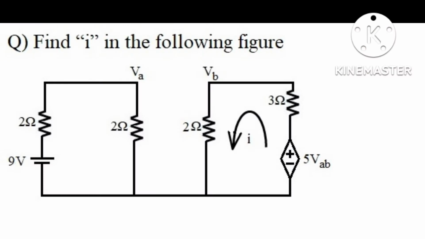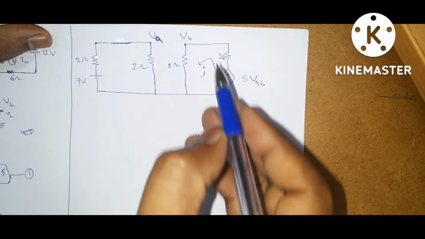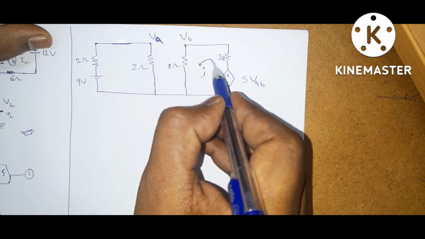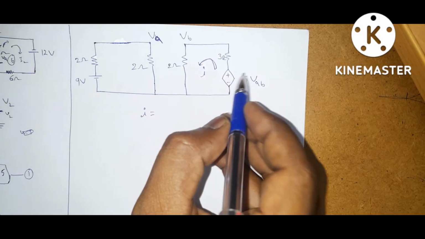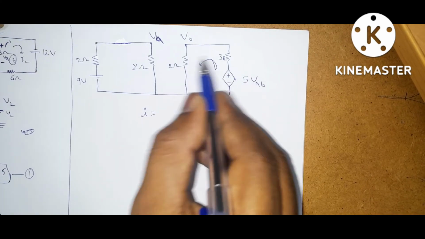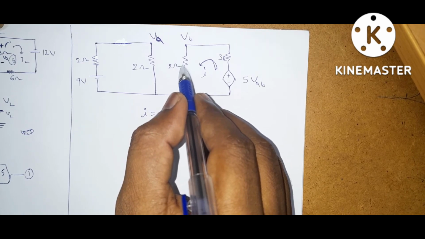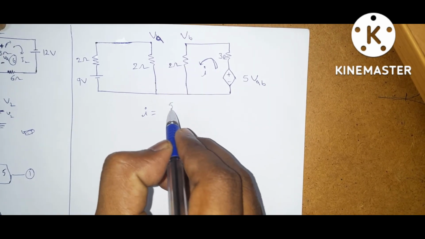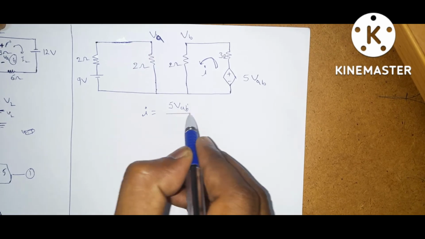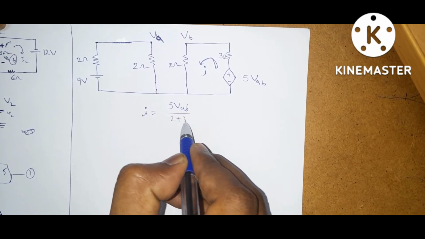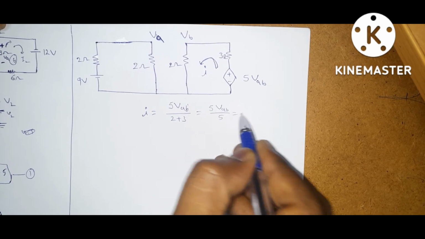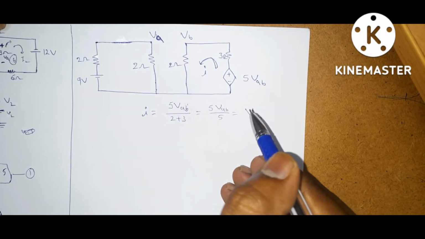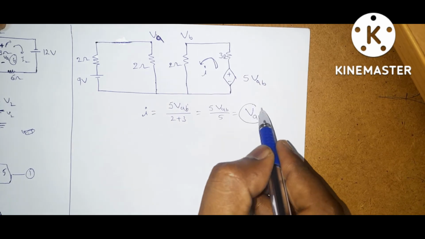Next question is: find I in the following figure. Okay, this is the given network. See, here they are asking to find the current I. So what is current I? I is equal to, by Ohm's law, voltage over resistance. This resistance and this resistance are connected in series, so I is equal to 5 VAB by 2 plus 3, that is 5 VAB by 5. I is equal to VAB. So what is our ultimate aim? We need to find VAB.